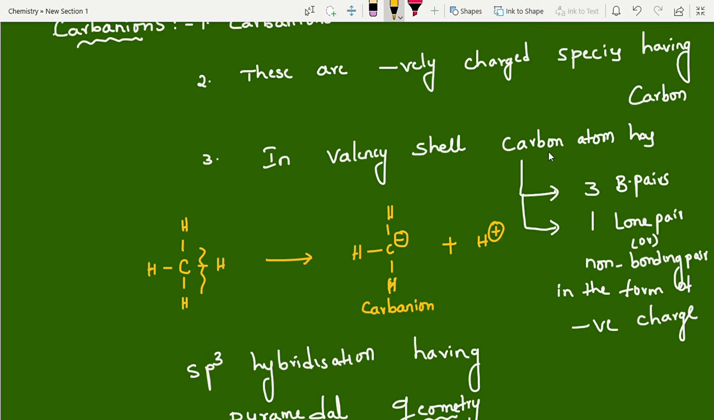Okay, now in the valence shell, carbon contains how many bond pairs? 3 bonds, no? 3 bond pairs and one lone pair. Lone pair is also called a non-bonding pair, in the form of negative charge. You can write negative charge, or else you can write 2 dots. Dots means one pair of electrons. Both are the same. Free radical means only one dot. 2 dots means an electron pair.